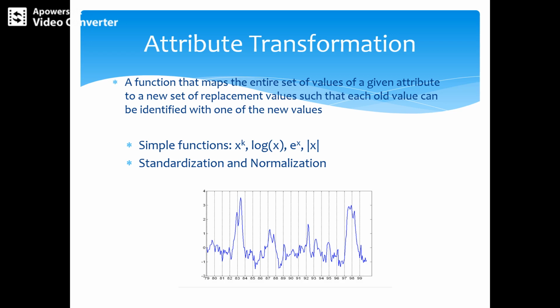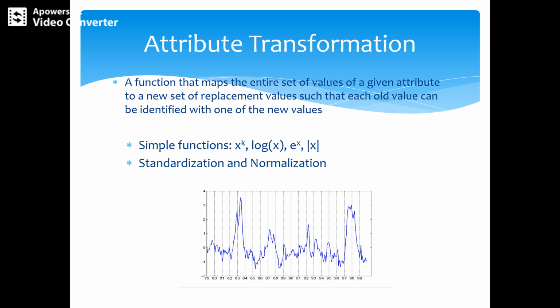A traditional example is standardizing a variable in statistics. If x bar is the mean or average of the attribute values, and sx is the standard deviation, then the transformation is x dash equal to x minus x bar divided by sx, where sx is the standard deviation. In this way, we transform one form into another form.